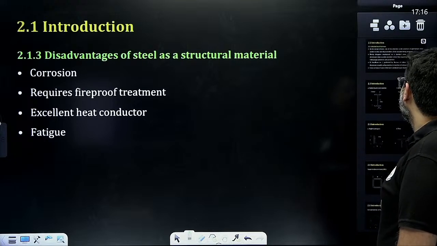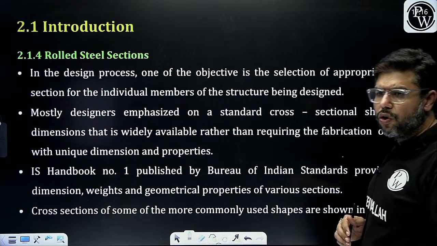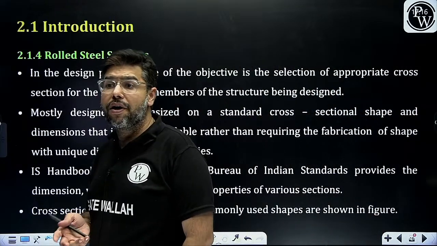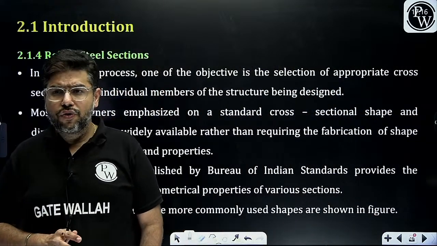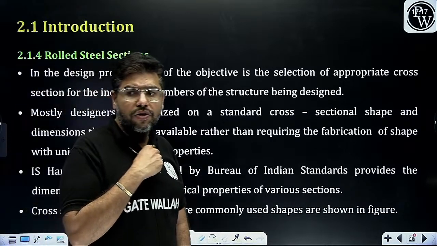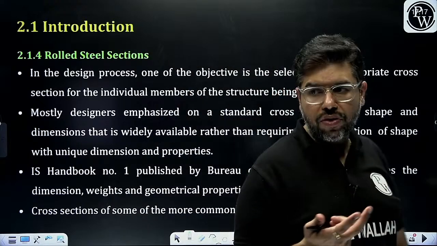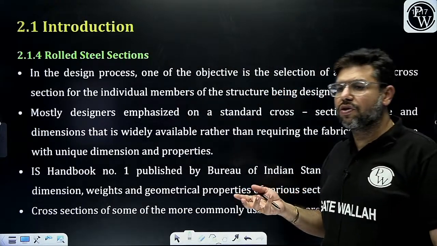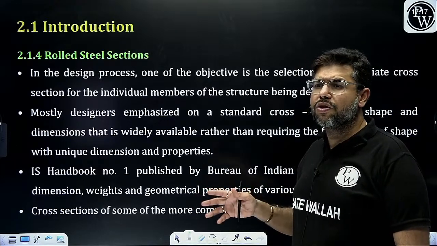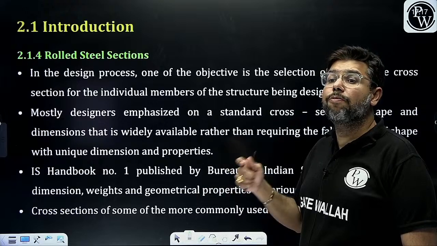Let's proceed further. First, let's talk about the rolled section. You understand what a rolled section is? Rolled sections are sections that are fabricated in a factory. So, as a designer, we first of all prefer the rolled sections. Sections are of two types: one is the rolled section, one is the built up section. Rolled sections are those manufactured in industry. Built up sections are those which are built at site, as the name suggests.